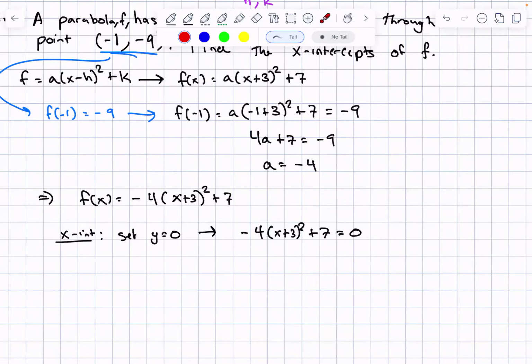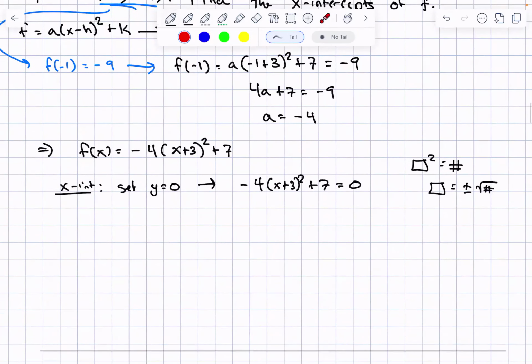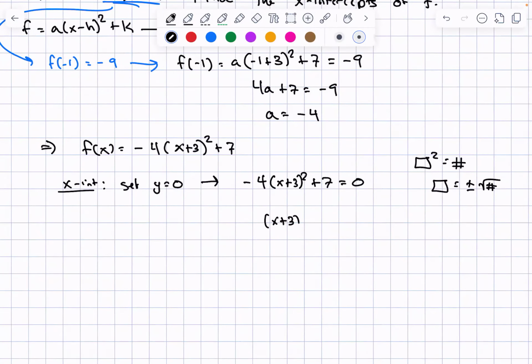Or I can utilize the fact that this already has the square root property set up for us, which says if you have box squared equals a number, then box is equal to plus or minus the square root of that number. So in this case, I'll subtract 7 and divide by negative 4 and get that (x plus 3) squared is equal to 7 fourths, because the negatives cancel each other out. Negative 7 divided by negative 4, the negatives cancel. Then I'll take the square root of both sides. Don't forget the plus or minus. The point of that is that it cancels the square root with the square.